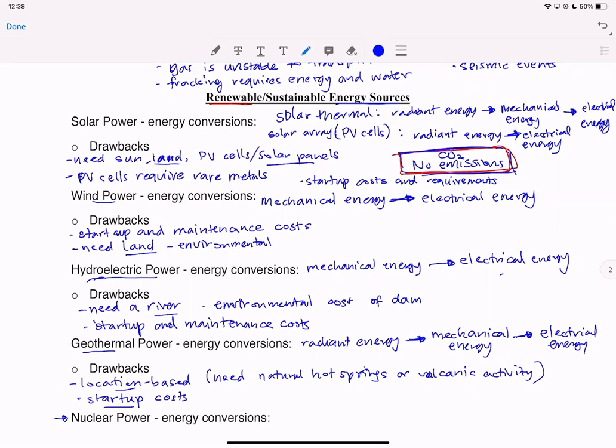So we will leave nuclear power for next time, okay? But I see now that I went over, sorry. Hopefully you guys are able to get all that, and I will post all this when I finish recording.